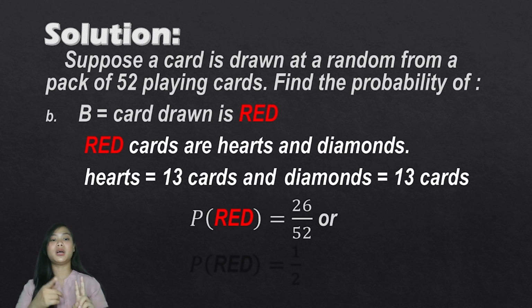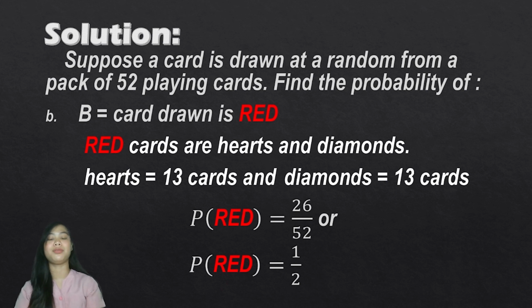So the probability that a red card will be drawn is equal to 26, the number of times that it will occur, all over 52, which is the total number of possible outcomes. Or the lowest term of 26 over 52 is simply 1 over 2, or 1/2. It simply means that we have half red cards in a deck of cards. So that is the probability that we can draw a red card, which is B.